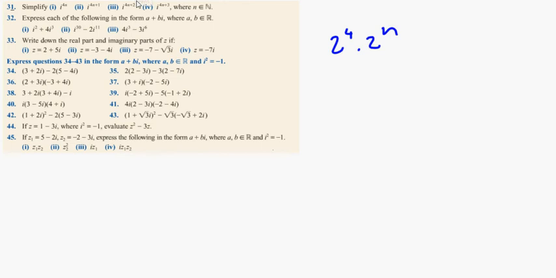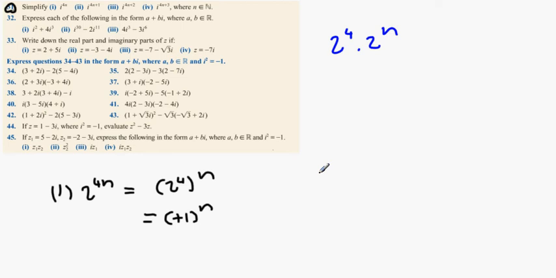Okay, so the next one is question 31. In question 31 what we have is i to the power of 4n. Now i to the power of 4n is basically i^4 to the power of n. We already know that i^4 is plus 1, so plus 1 to the power of n. n has to be a positive number greater than 0, so it could be 1 to the power of 1, 1 to the power of 2, 1 to the power of 3. So we always know that this will be the number 1 no matter what happens.